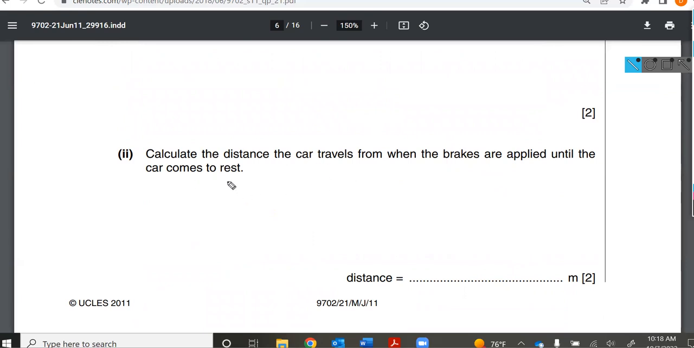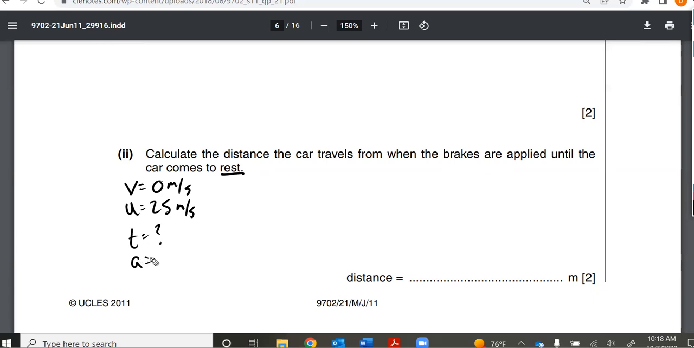Distance traveled. This sounds like a kinematics question, where we know that the final speed is 0 because that's what rest is. They don't say 0 meters per second, so you have to translate this word into that number. The initial velocity was 25 meters per second, the moment when the brakes were applied. We don't know the time. They don't tell us the time, and they don't ask us to calculate it. So maybe that's not a good way to go.